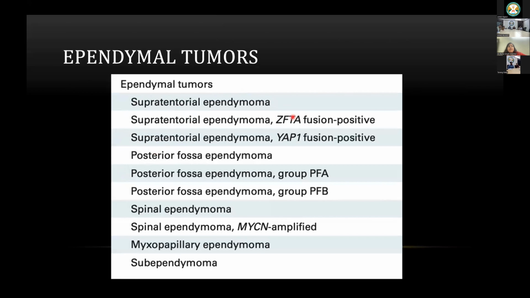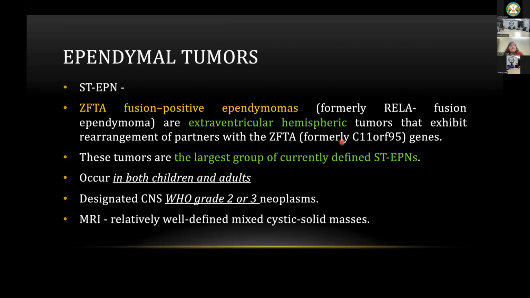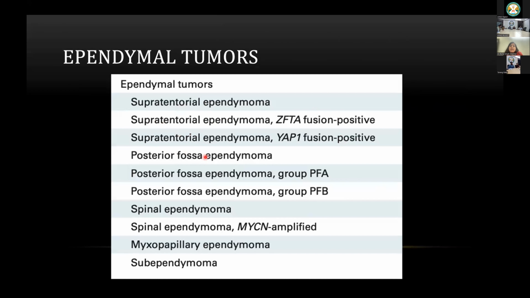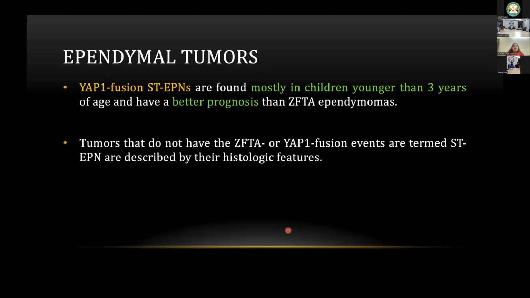Now supratentorial have been further divided based on the molecular, the gene involved, that is ZFTA fusion positive and the YAP1 fusion positive. So basically the morphology of these supratentorial ependymomas is similar, whether it is ZFTA fusion positive or YAP1 fusion positive. The group PFA, PFB, the imaging is similar. The only difference is in the side, that the PFA tumors are more lateralized to the cerebellar hemispheres, and the spinal ependymoma MYCN is slightly different as compared to the conventional ependymomas that we used to see earlier. So let's see them one by one.